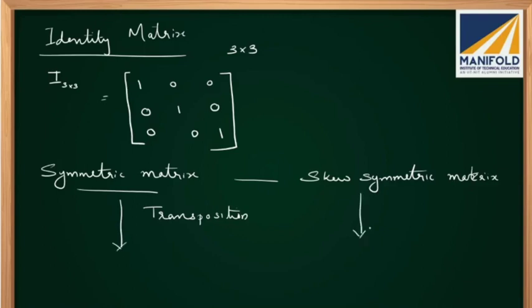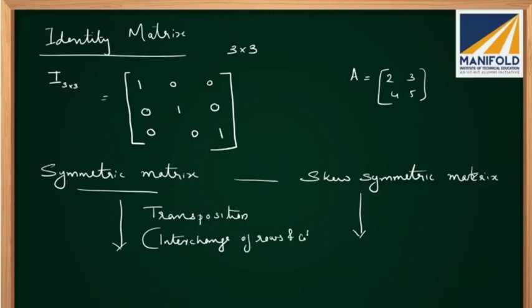So if A is a square matrix like 2, 3, 4, 5, the transpose of A is nothing but an interchange of rows and columns. So transposition is nothing but interchange of rows and columns. Then we indicate it by A to the power t. That will be nothing but rows converted into columns and columns converted into rows. So that will be 2, 4 and 3, 5.